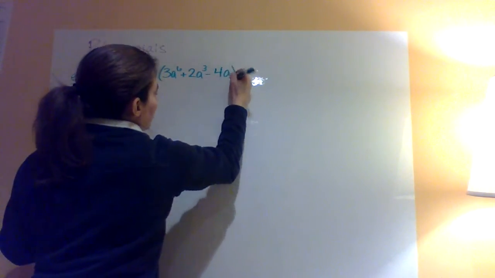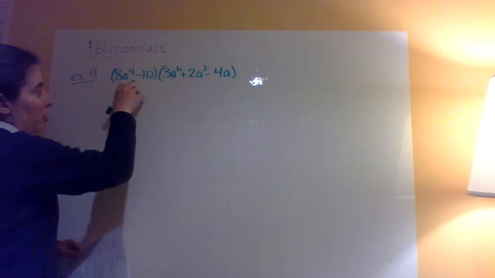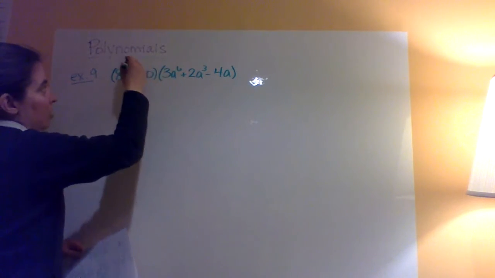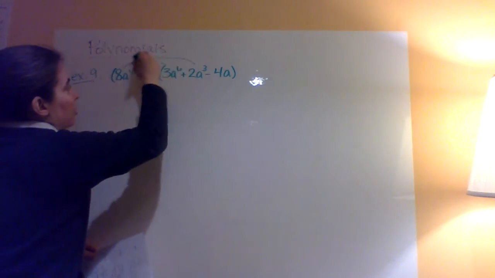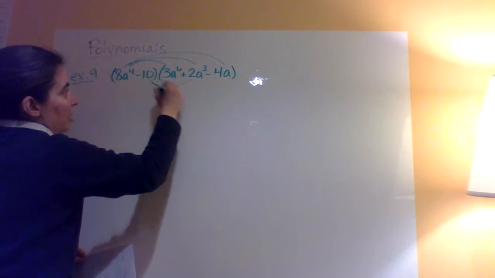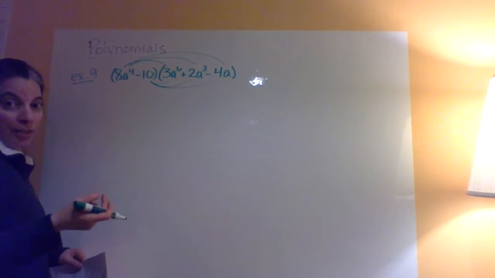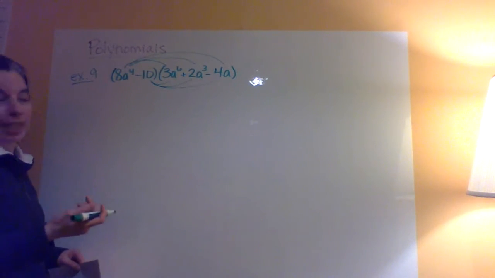Again, we just think about that general idea that each term in the first polynomial is going to get multiplied by each term in the second polynomial. So 8a to the 4th gets multiplied by 3 things, and then negative 10 gets multiplied by 3 things. Again, we'll end up with 6 altogether, and then we'll combine them if we can.